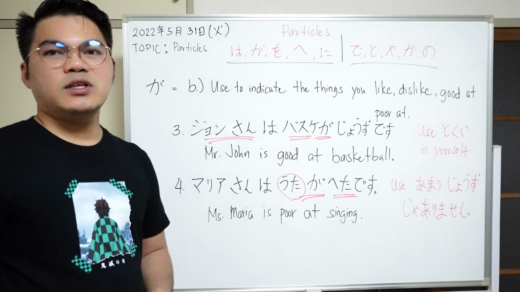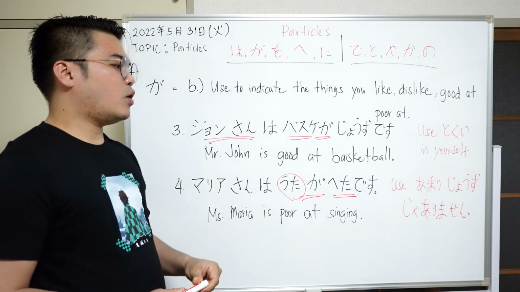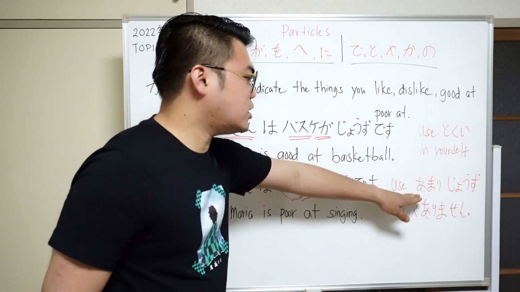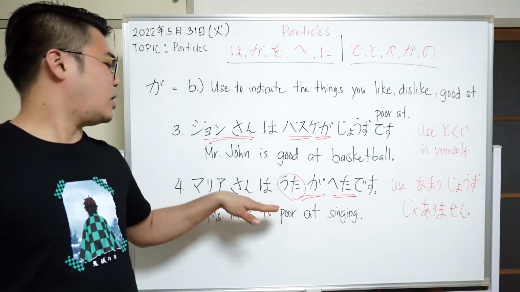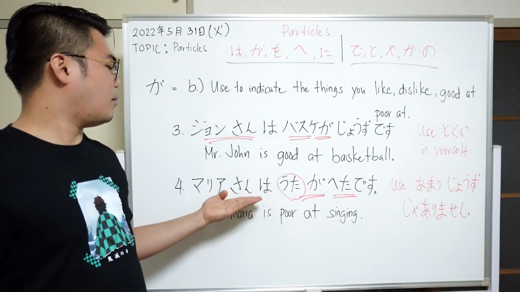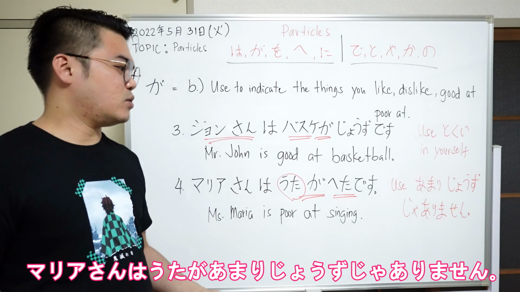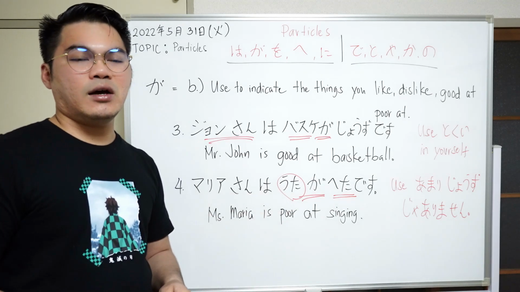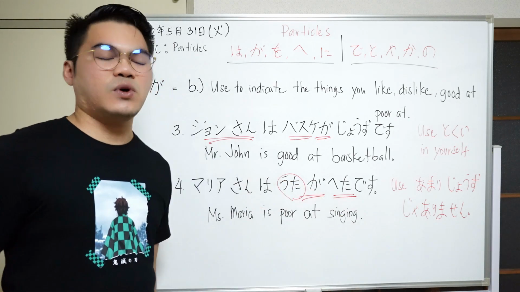But if you don't want to hurt the feelings of someone, I advise that you use amari jozu ja arimasen instead of heta. For example, Maria-san wa uta ga amari jozu ja arimasen. So in this way, you won't hurt the feelings of others, because it has a soft tone.